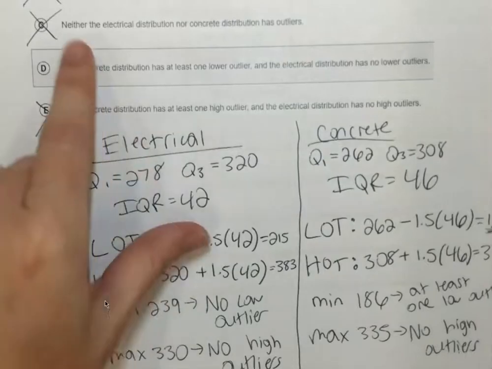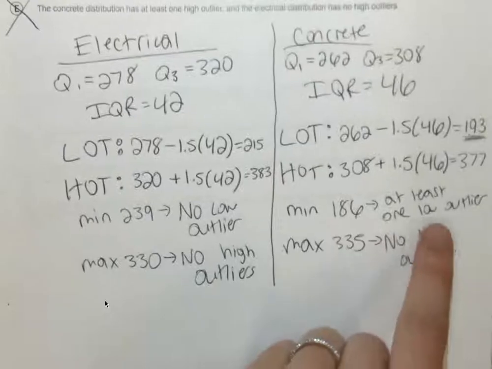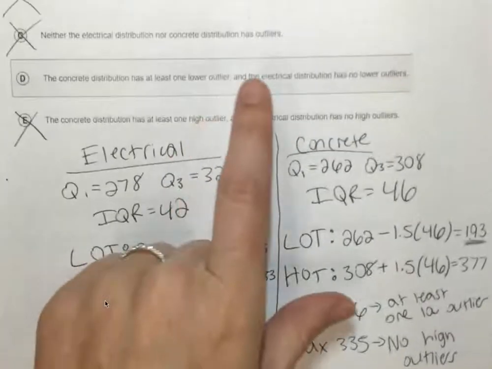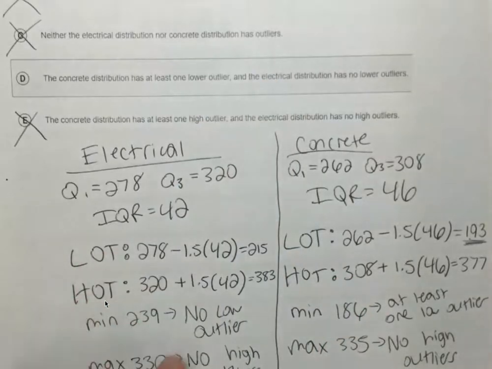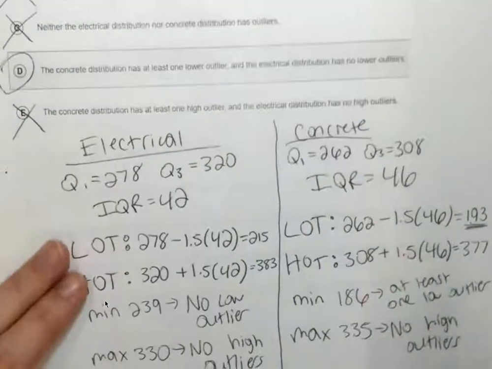D says concrete has at least one low outlier. We agree with that. And the electrical has no lower outliers. We agree with that. That's why D is correct.